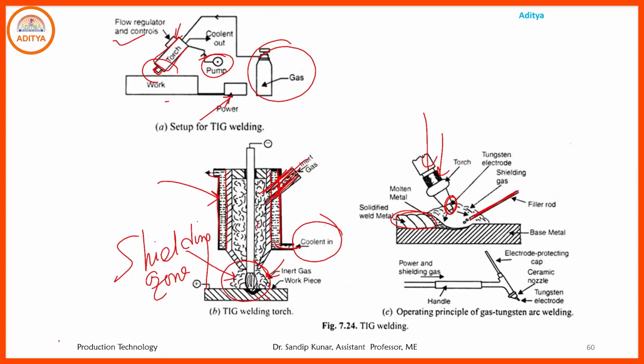In that way the welding operation goes on, and power and shielding gas are provided through the electrode supply unit, and then there is the electrode protecting cap. Sometimes that cap is also used for holding the electrode, and that is the ceramic nozzle through which the inert gas is supplied, and the ceramic nozzle also holds the tungsten electrode.